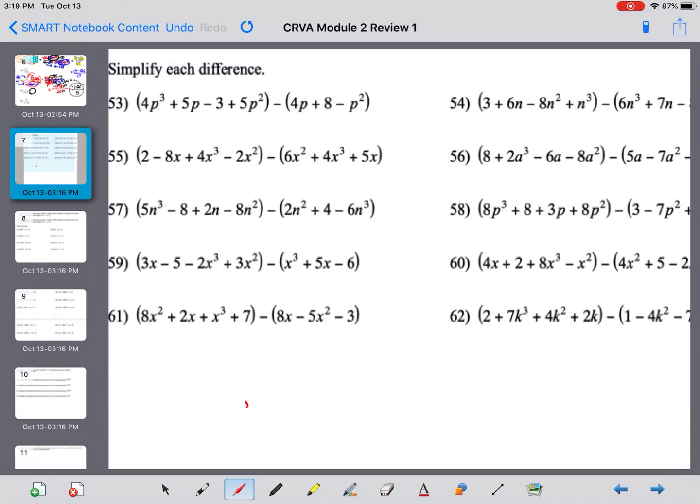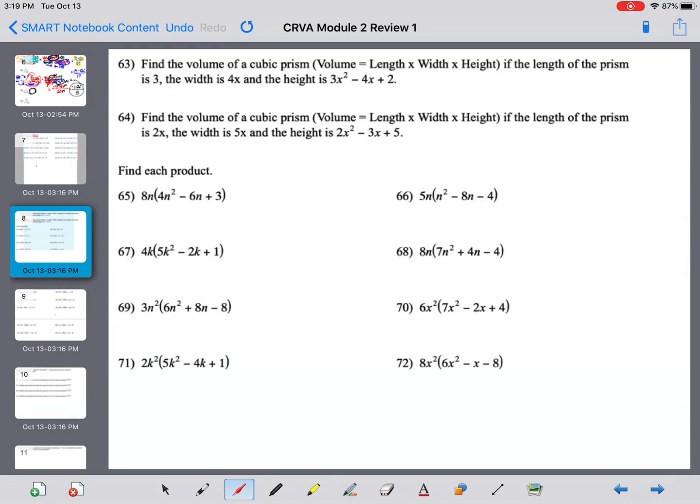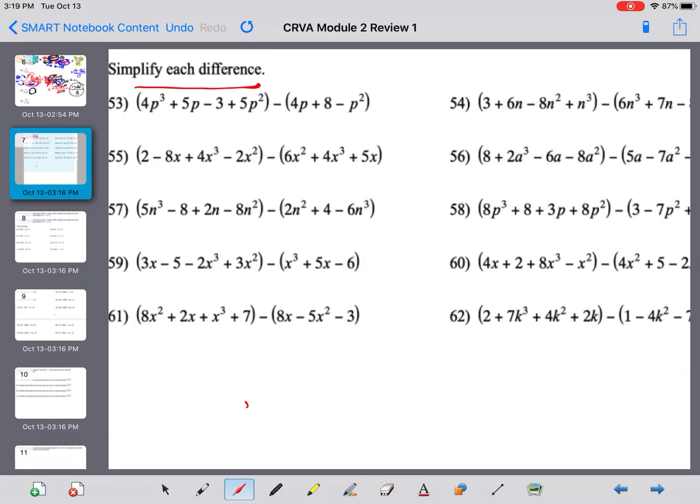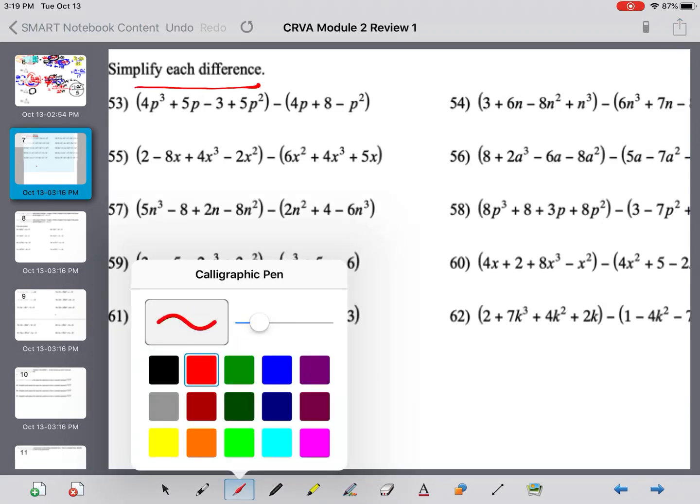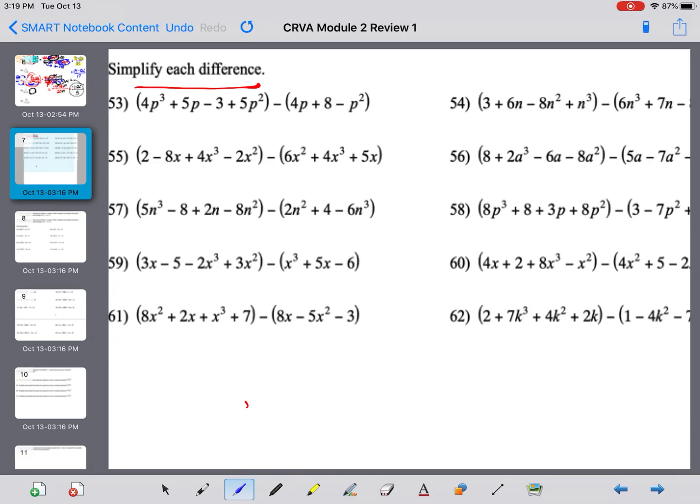All right, so here it says simplify each difference. Oof, I guess they're all subtracting. Hopefully I meant to do that. I think some of these might be adding that you'll need to be able to do too. Shoot, I should have made your packet like 120 problems instead. But if you can subtract, you can add.